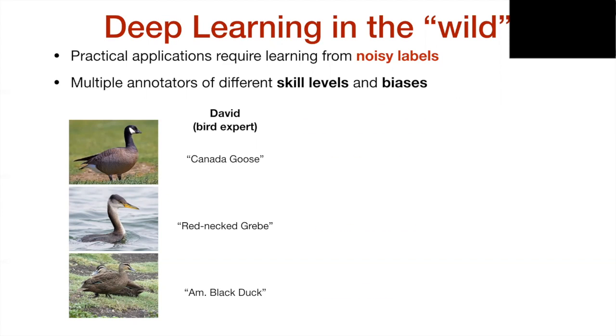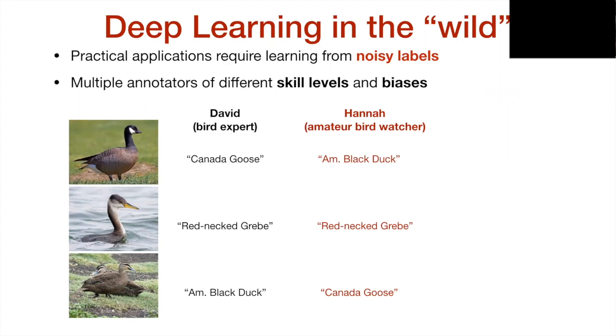On the other hand, Hannah, who is an amateur bird watcher, tends to mix up American black duck and Canada goose. Even worse, Alex, who is a software engineer, is completely clueless about this and is unable to distinguish between any of the 3 categories of birds. Training naively, learning from such a noisy set of labels can pose an issue and potentially constrain the performance of the resultant machine learning model trained on it.